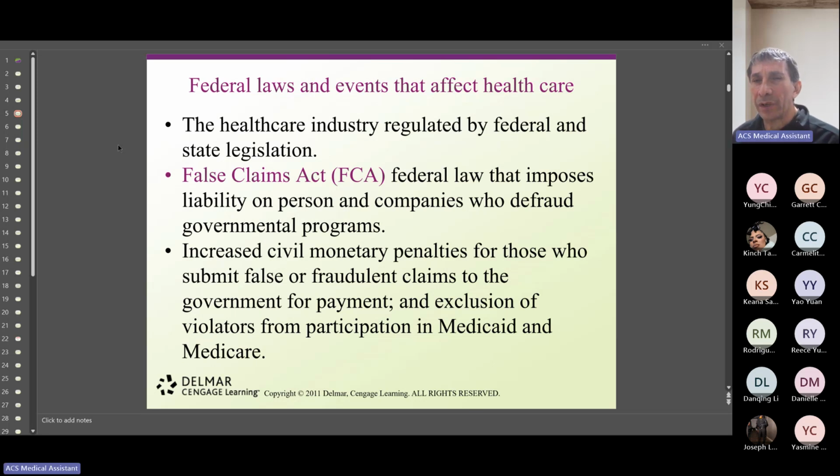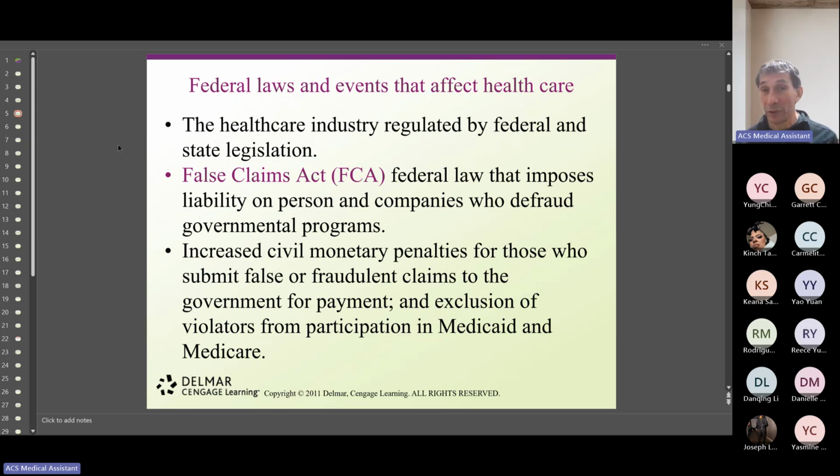So that's basically what it is. So this federal law imposes liability. Remember, that means it's a tort. It's a violation. You are responsible. You are liable for defrauding the government. Remember, they are very stringent when it comes to organizations that are funded by the government.